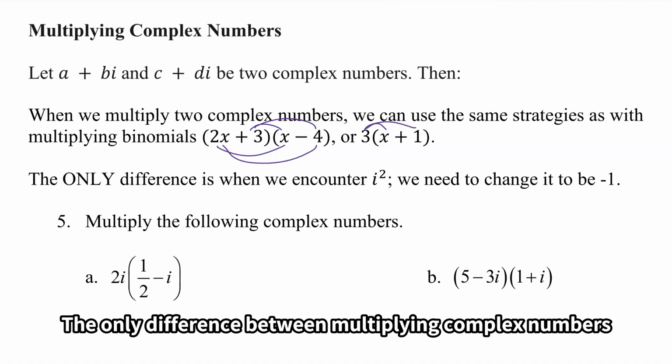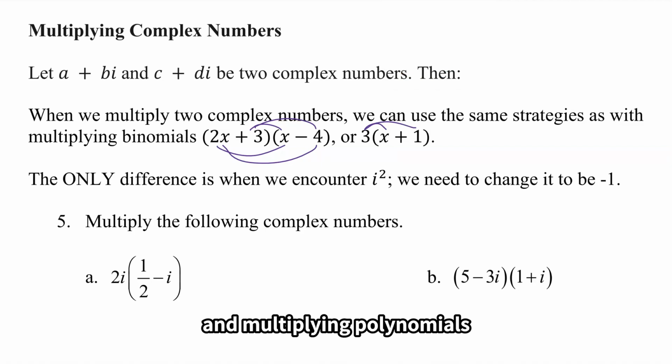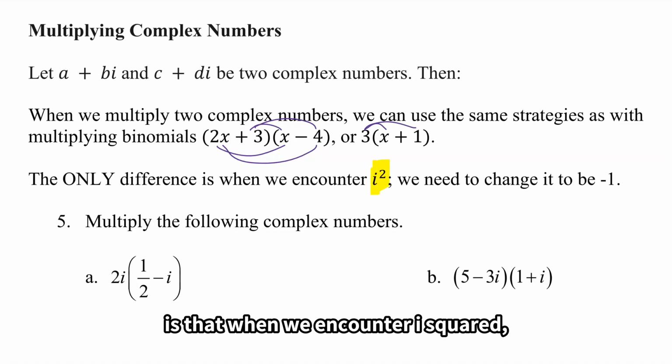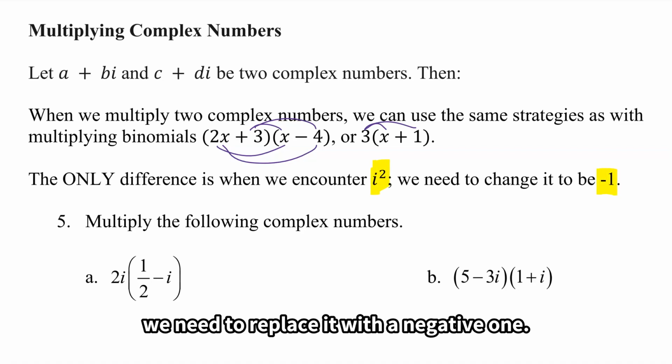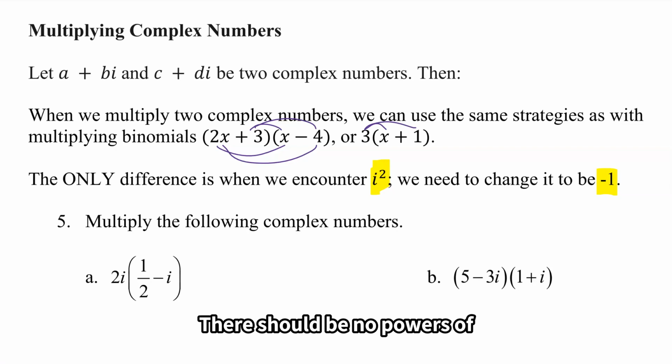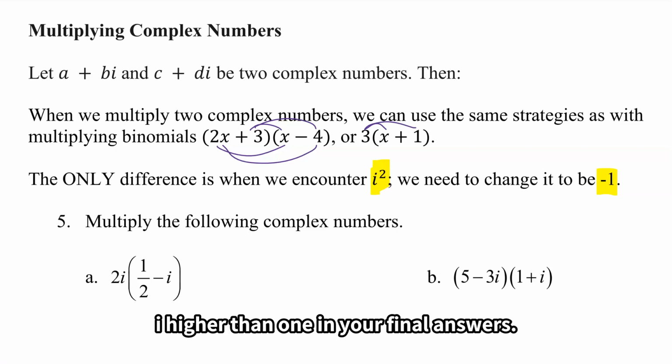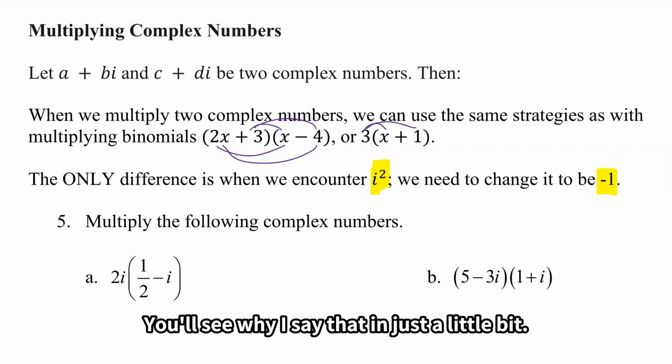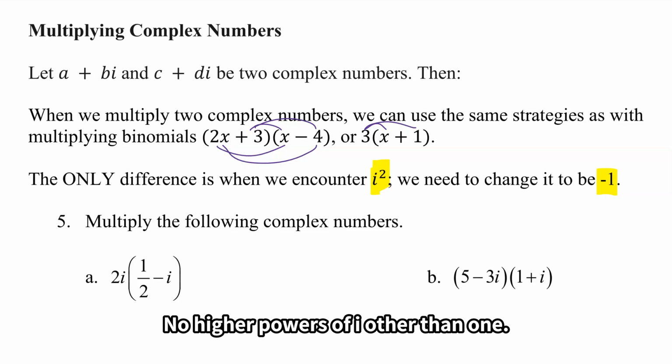The only difference between multiplying complex numbers and multiplying polynomials is that when we encounter i squared, we need to replace it with a -1. There should be no powers of i higher than 1 in your final answers. And you'll see why I say that in just a little bit. No higher powers of i other than 1.